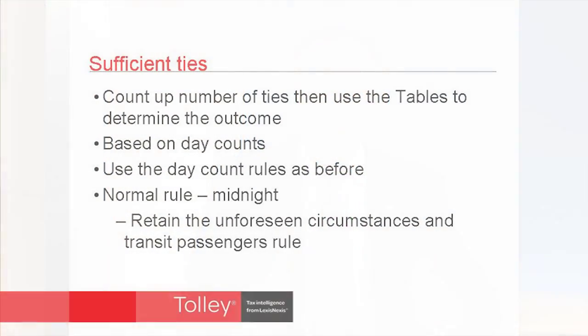So you count up all your ties, and then, once you've counted up all your ties, then you turn to how many days you've spent in the UK, and what you're doing there is basing on where you were at midnight at the end of the day. So the normal rule is to count the midnight rule. Now, they have retained the unforeseen circumstance. If you're suddenly ill, you're just about to fly out of the UK and you have a heart attack and you're detained in hospital, in that situation, then they can ignore those in sort of those isolated cases.